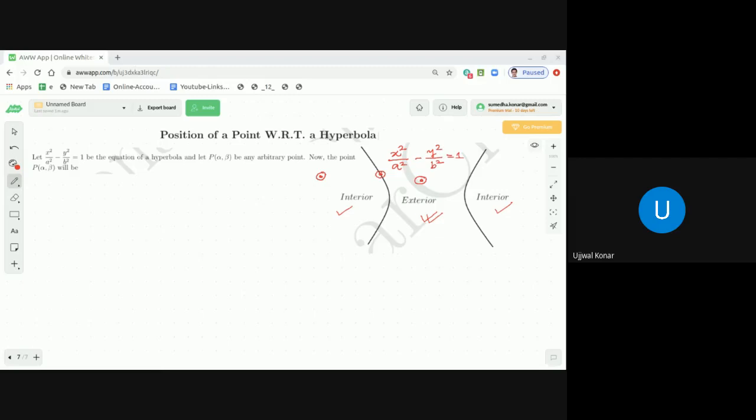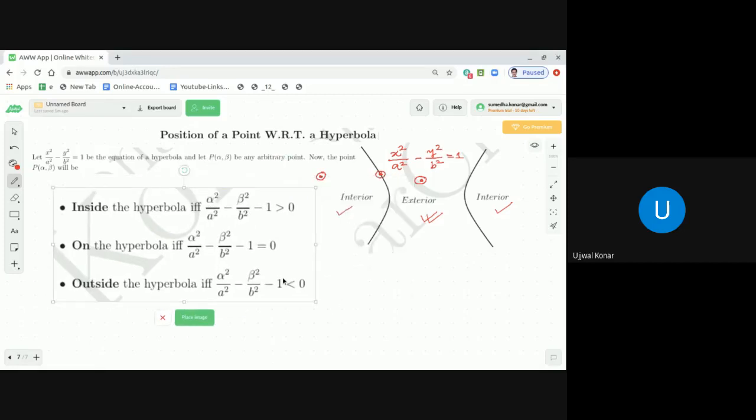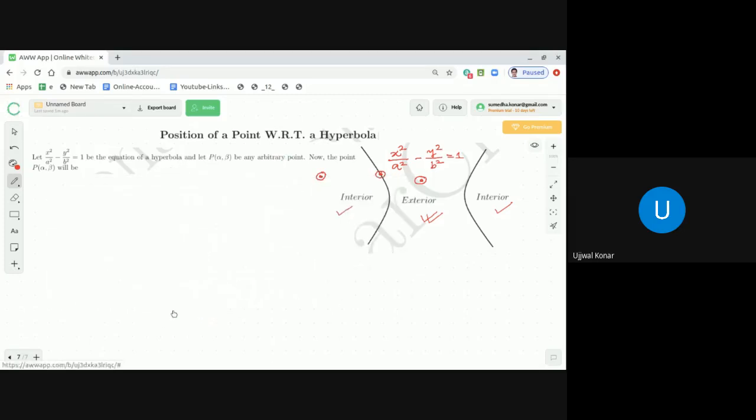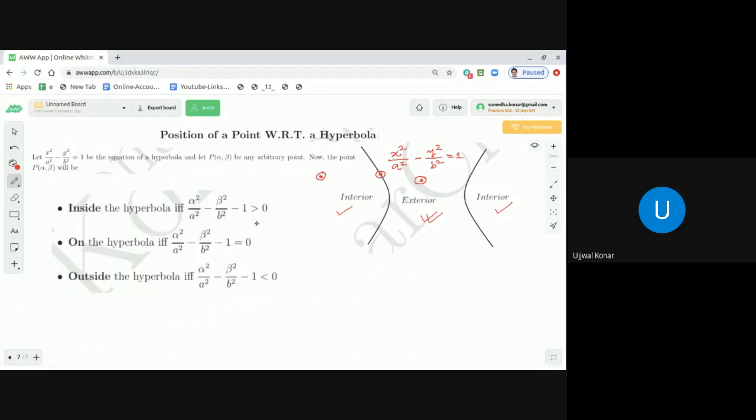So here is the conclusion. Okay, dear students, I'm just going to write it down, followed by an explanation. So the point P alpha comma beta will be known as inside of the hyperbola, very meaningful, inside of the hyperbola, if the value of the expression alpha square by a square minus beta square by b square minus 1 is greater than 0. Very important thing, because it is unlike the other conics.